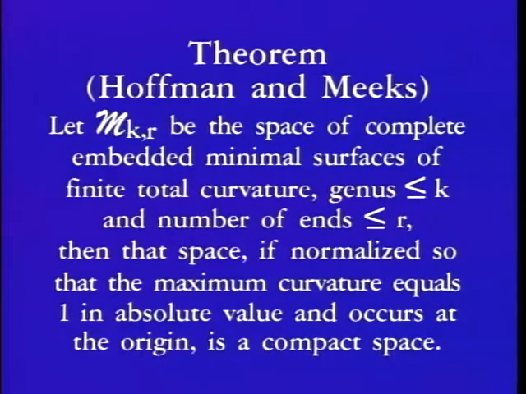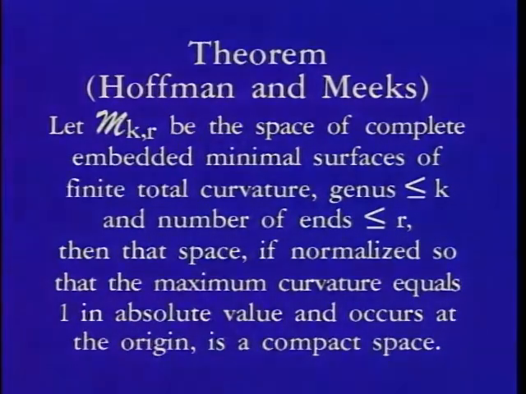This is an open problem. The only other result that I know at the moment is something that Meeks and I were able to prove, which goes as follows. If you have the space of complete embedded minimal surfaces of finite total curvature, whose genus is less than a fixed number k, and whose number of ends is less than a fixed number r, then that space, if normalized so that the maximum curvature is equal to 1 in absolute value and occurs at the origin, a natural normalization, normalizing by translation and homothety, then that space is compact. In other words, one can take limits in that space, which means that sequences that degenerate must degenerate by losing ends or losing genus.